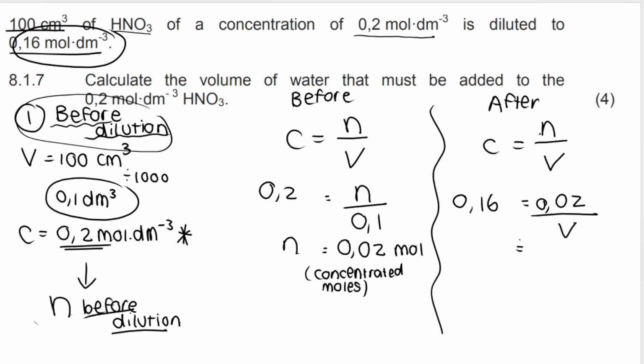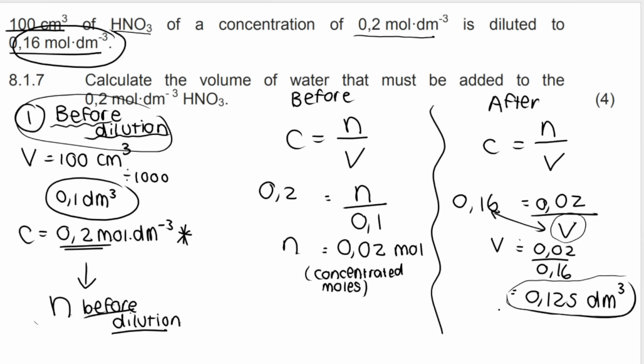0,16. A silly mistake that I often see students making is solving for V. When your variable's at the bottom of a fraction, it swaps places with whatever is on the side of the fraction. So it's 0,02 divided by 0,16. That's how we solve for V. And I get 0,125 cubic decimeters. Now remember, this volume is after I dilute it. So this is the diluted volume.